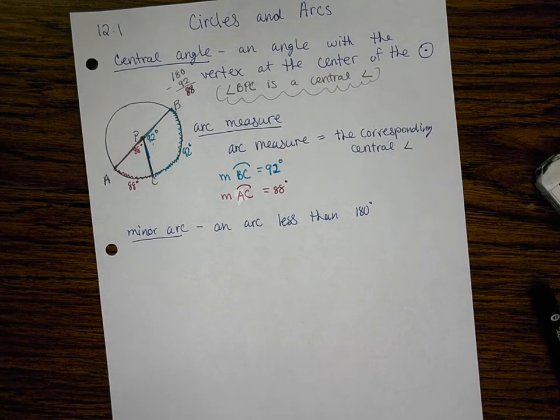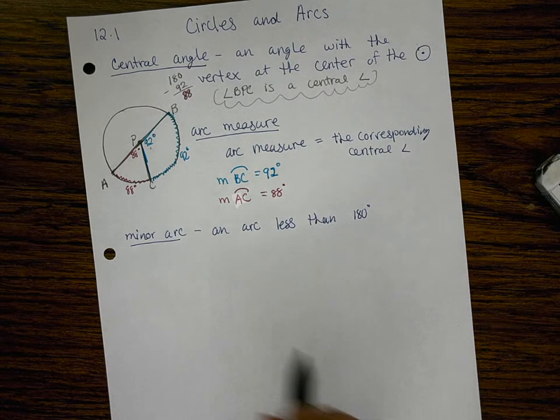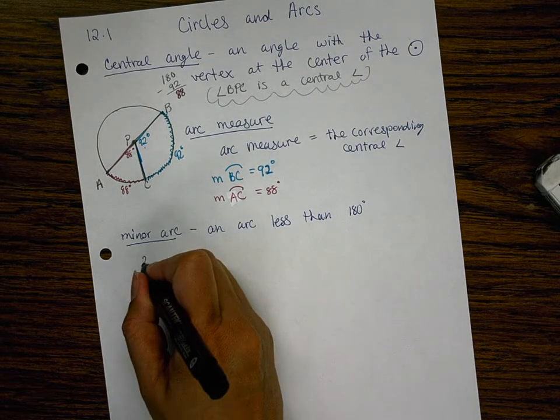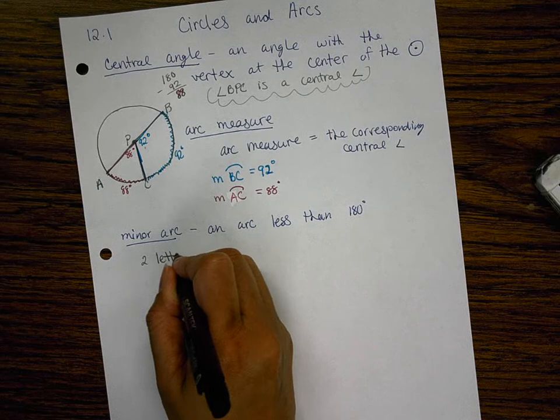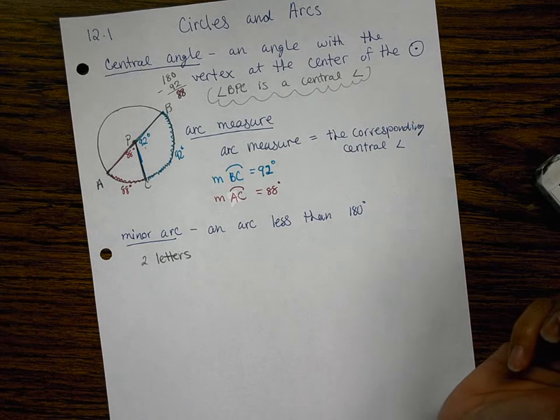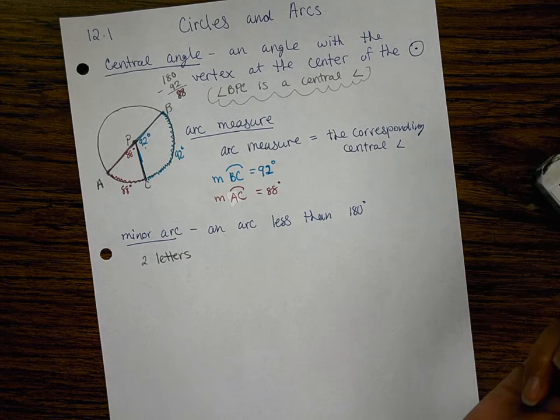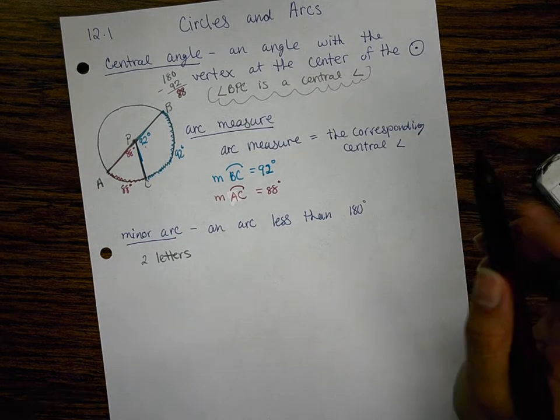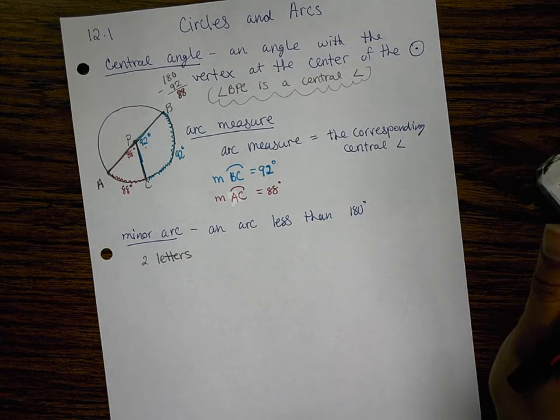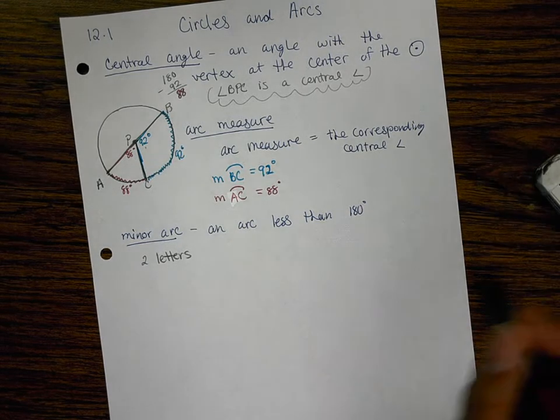It's an arc less than 180 degrees. And we always symbolize a minor arc with 2 letters. Now, sometimes you may see it with 3 letters, but it's not necessary. 2 letters is enough to talk about. It's going to be 2 letters to represent a minor arc.